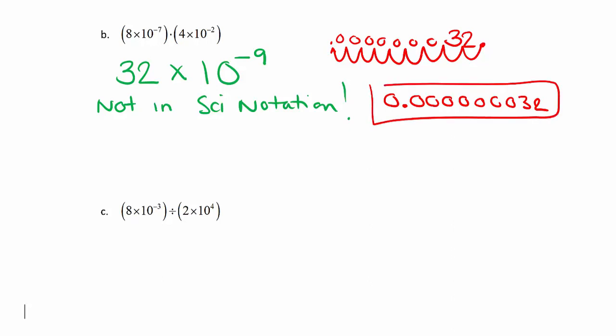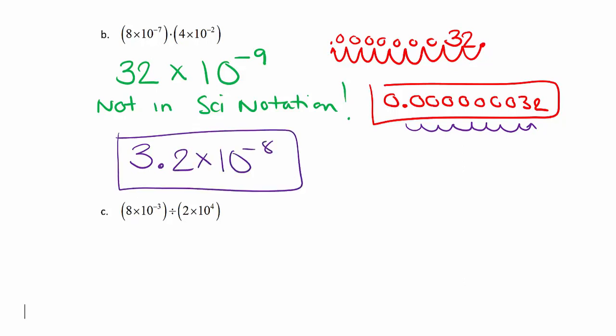To put this number in scientific notation, I would actually take that decimal and move it back so the decimal is just behind the 3. Notice to do that, I actually have to move the decimal 8 places. So in scientific notation, this is 3.2 times 10 to the negative 8.